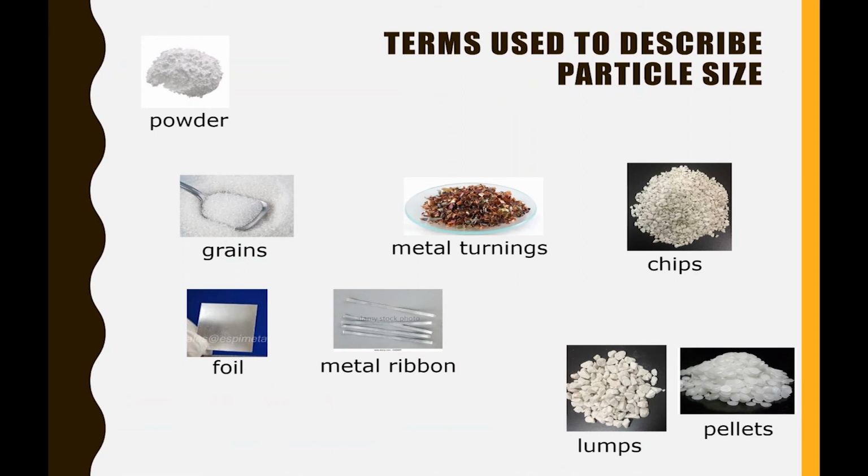Terms used to describe the particle size: you have powder, grains, foil, metal ribbon, metal turnings, chips, lumps, and pellets. All of this is according to size. So this is the smallest size, and this is the largest size. Please do write this down inside your notes as well.